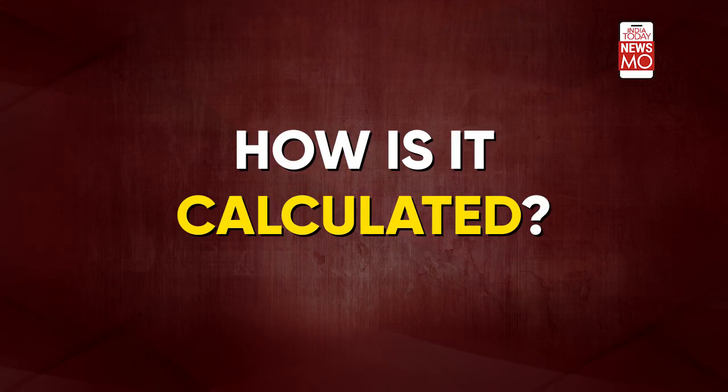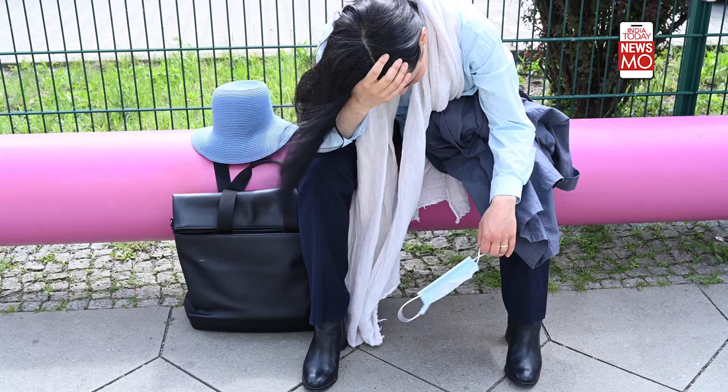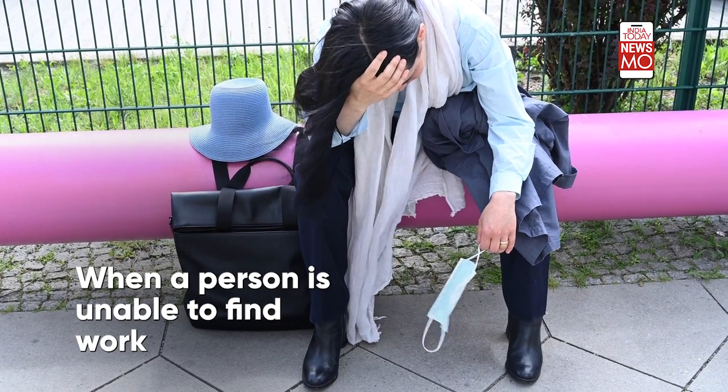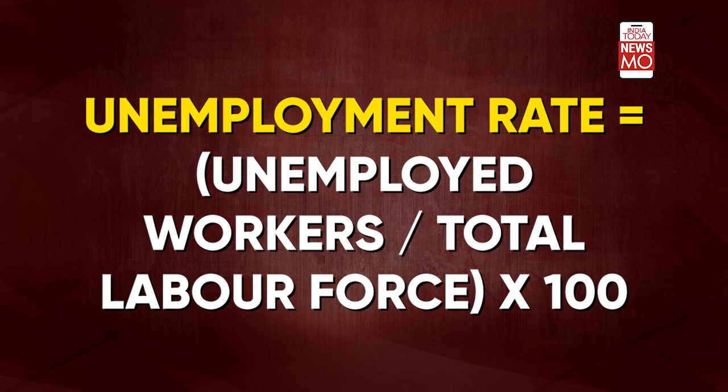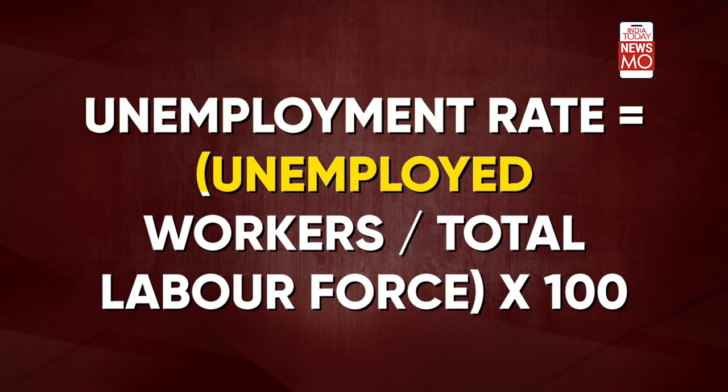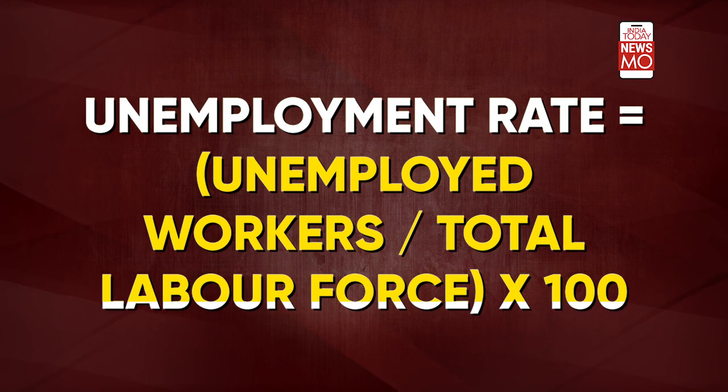So how is it really calculated? Unemployment occurs when a person who is actively searching for a job is unable to find one. It is often used as a measure of the health of the economy. The most frequent measure of unemployment, of course, is the unemployment rate. It has a simple formula for calculation, which is the number of unemployed people divided by the number of people in the labor force, and multiply that figure by 100.